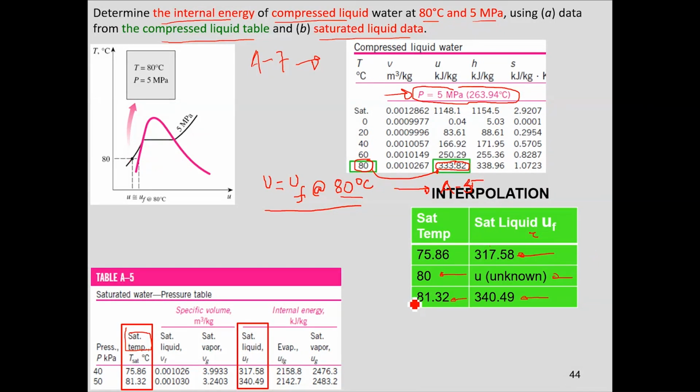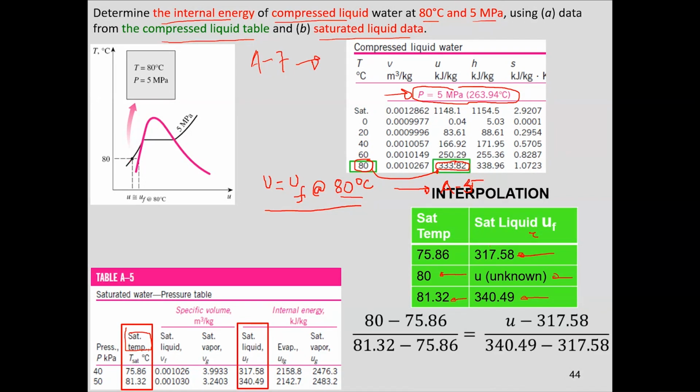How would you do it? You would do it in this way: 80 minus 75.86. On the right hand side, you'll write the same values: U minus 317.58 corresponding to the temperature, over 81.32 minus 75.86. Again, you will write down the corresponding internal energy values for the two temperatures, and you will find out the value of U to be 334.97.